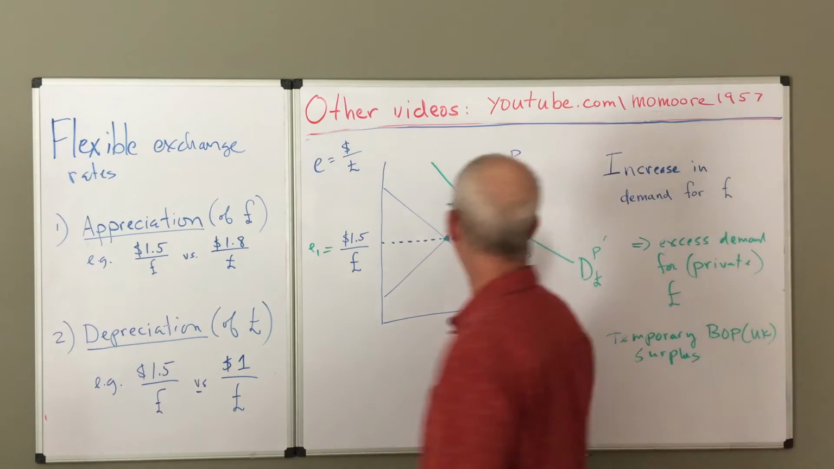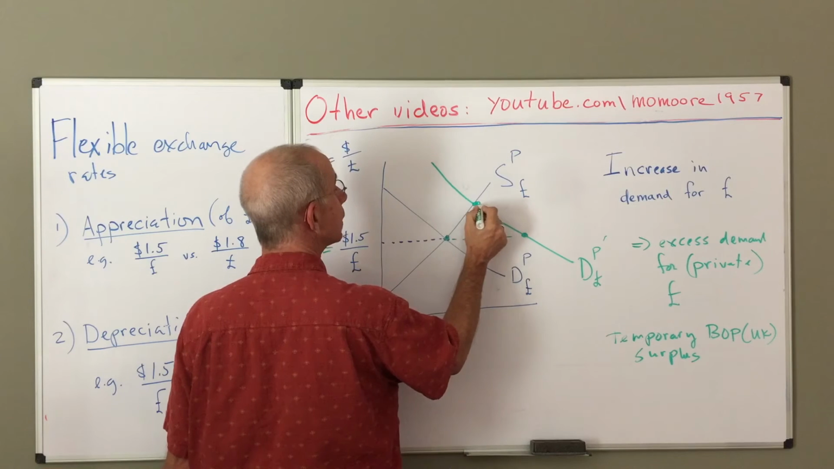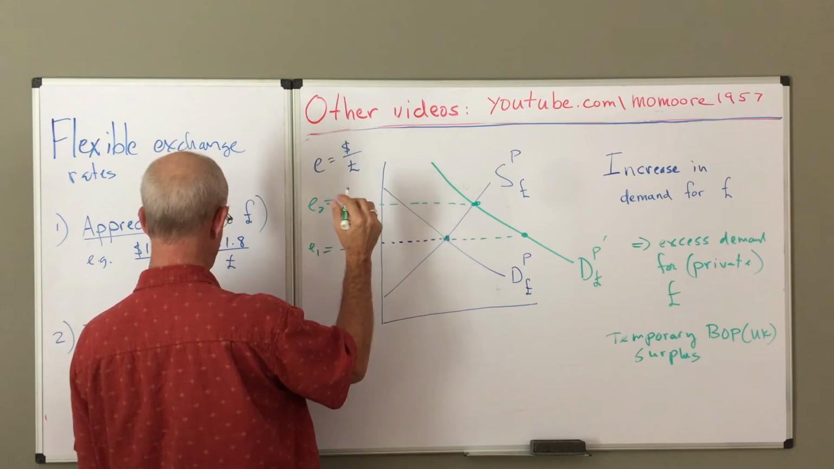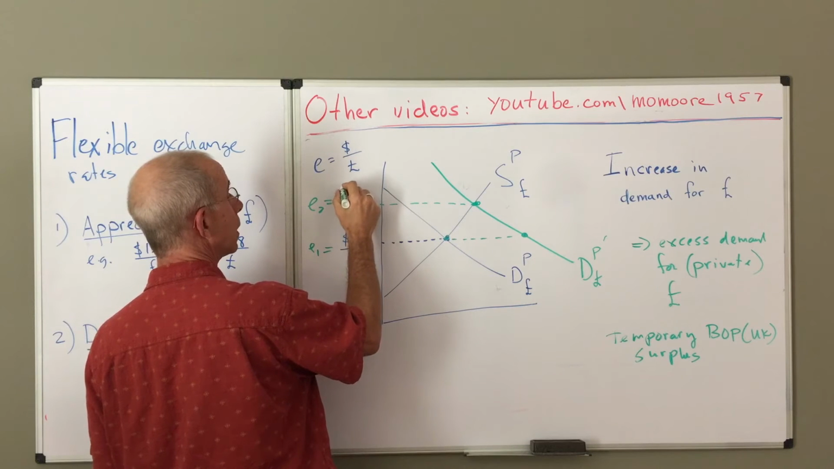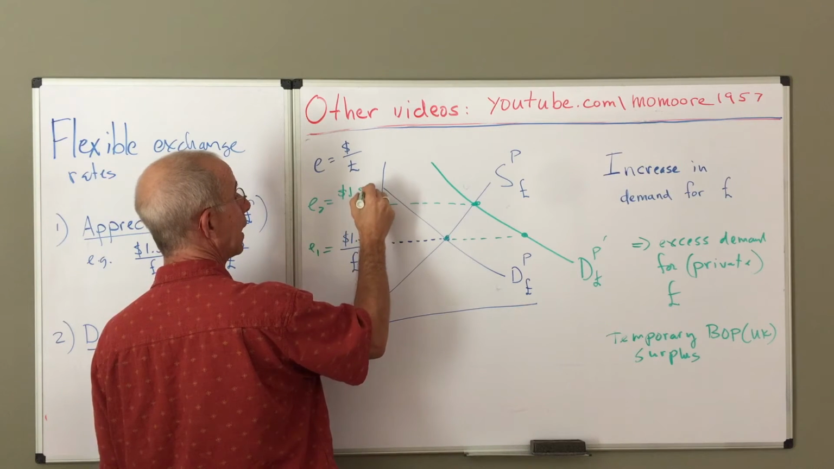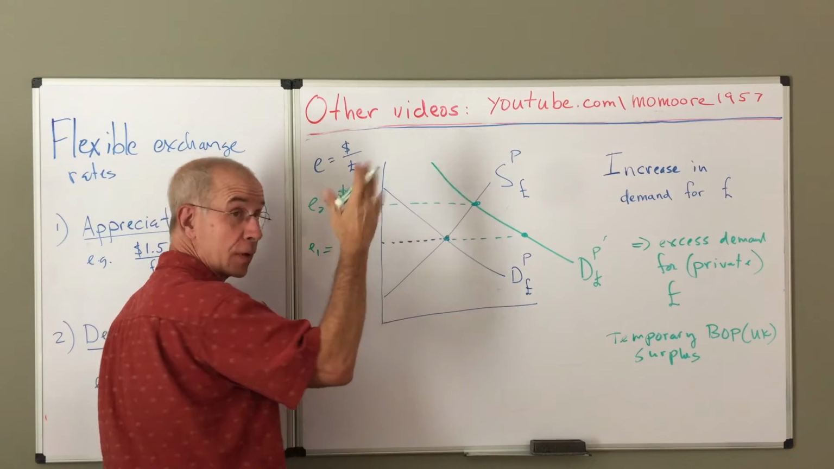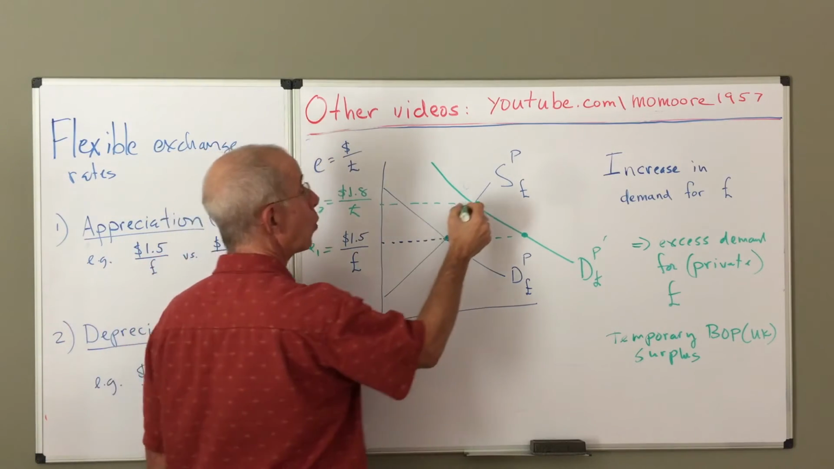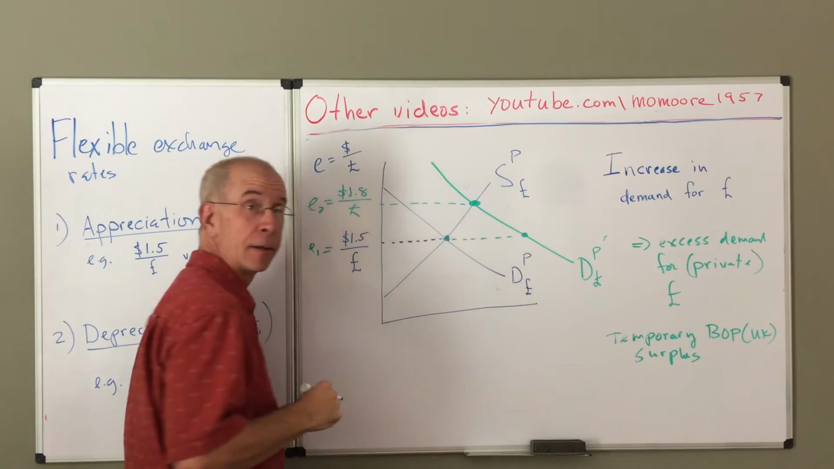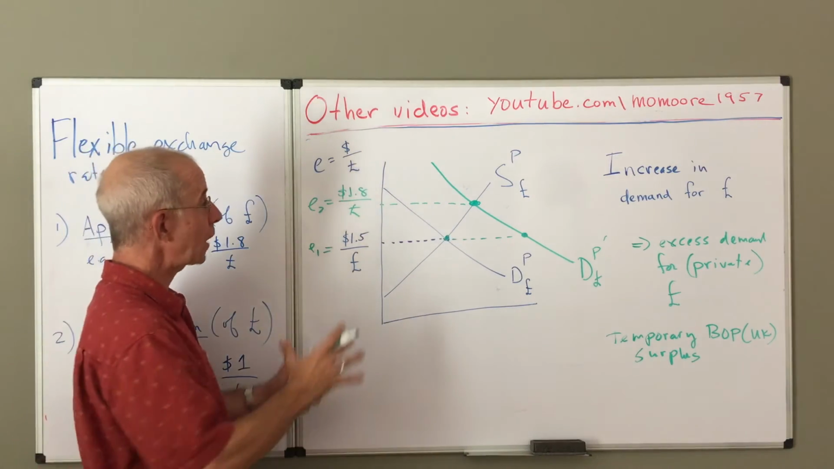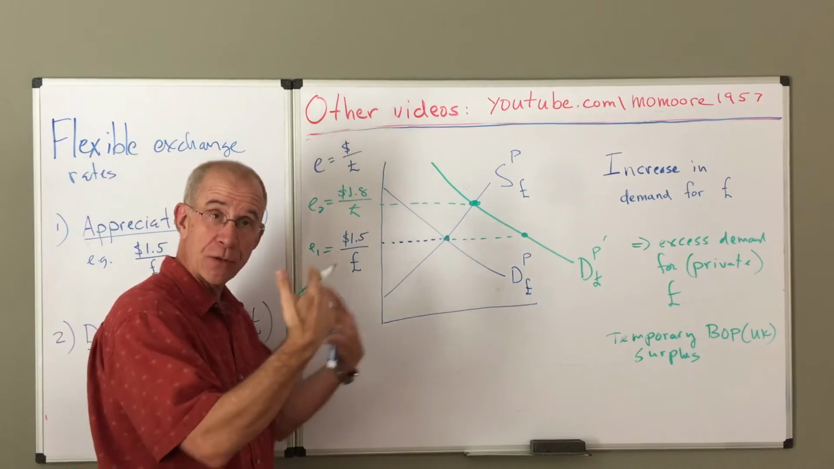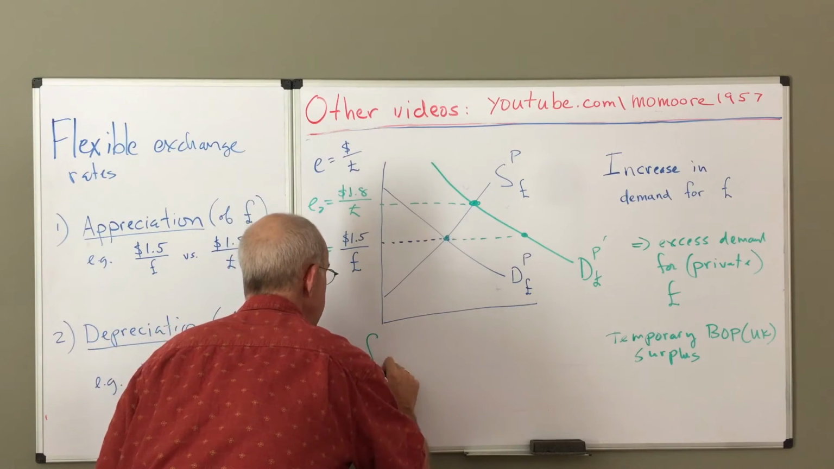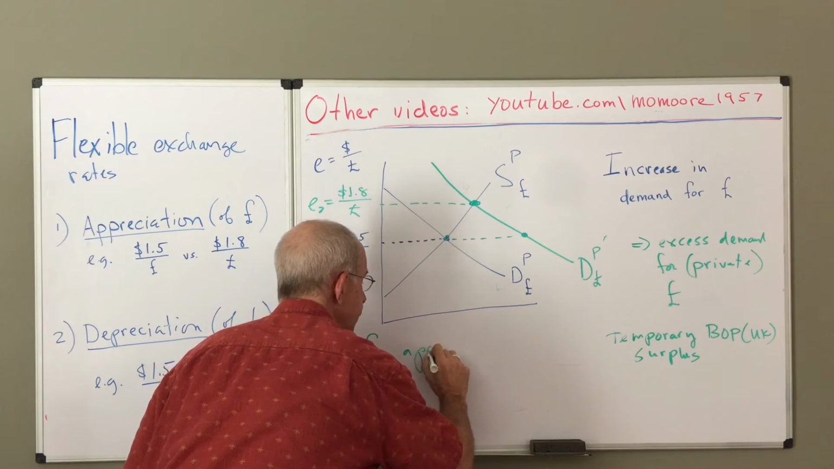You would have a new exchange rate, say $1.80 per pound. I'm pulling that number out of the air, but it's something bigger than 1.5, where the demand and supply are equal. So what you have here is pressure for the price of pounds to rise, a pound appreciation.